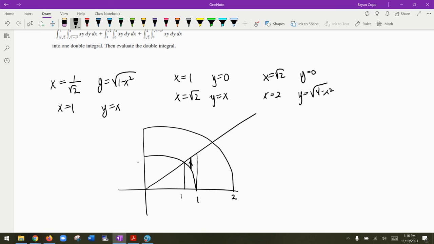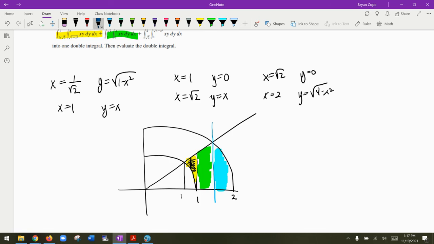And it's this piece. So this region corresponds to the first integral. Let's highlight these. That corresponds to this region. Then from 1 to root 2, it's going to be here from 0 to x. So this region corresponds to this section. And then we've got the last one corresponding to here.